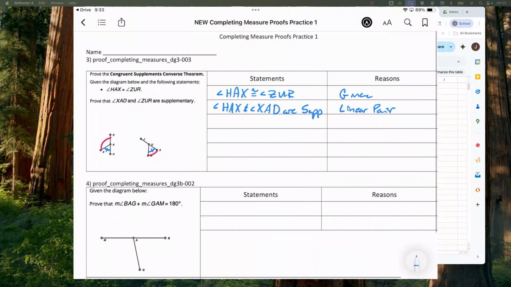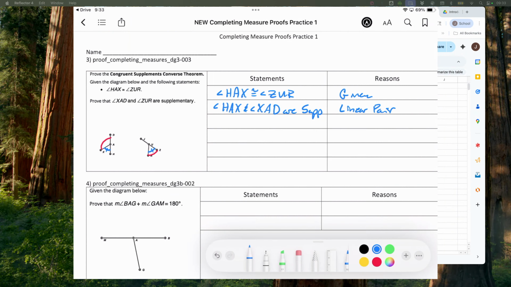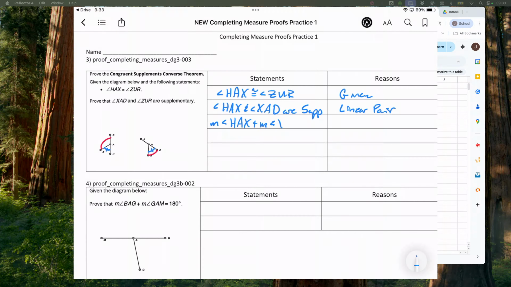And actually, before I do that, let's do that. So the measure of angle HAX plus the measure of angle XAD is equal to 180 degrees. That's the definition of supplementary.